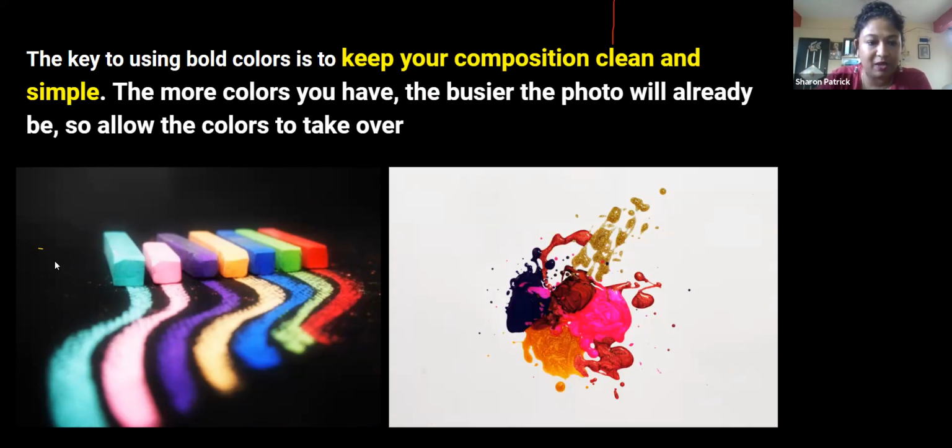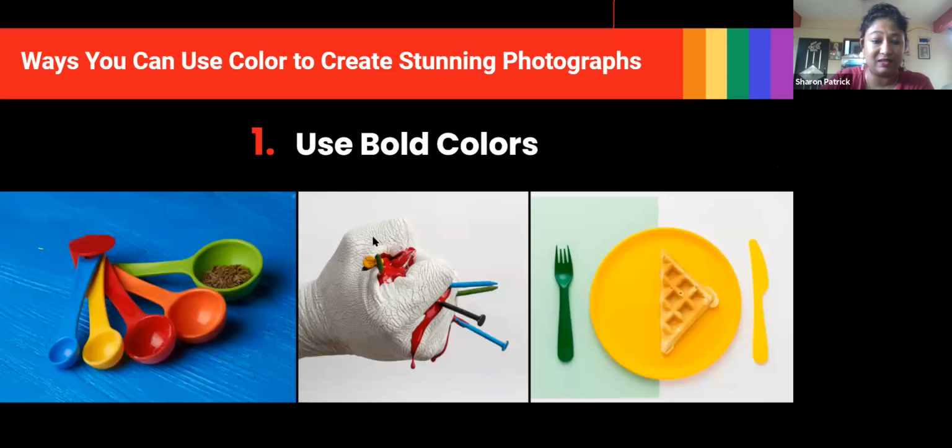So that means making sure that the background is always clean. The more colors you have, the busier the photo will already be. So allow the colors to take over. Here in these images, you see the colors are taking over. Background is very simple. Either the background is red, black, or it's white. You go back here, the black background is in blue. Because the background is in blue, this blue is getting smudged in the image or getting overpowered by the entire image. So our eyes are only trailing along these four colors.